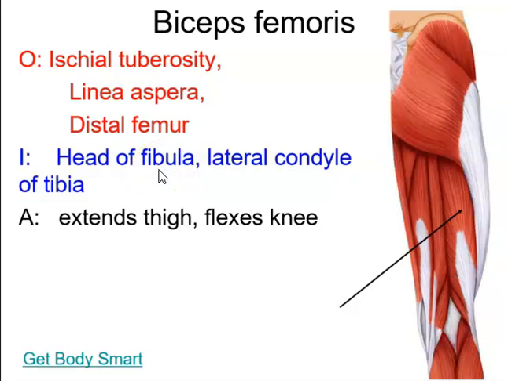The biceps femoris has its insertion into the head of the fibula as well as the lateral condyle of the tibia. The action of the biceps femoris, again, is extension of the thigh as well as to aid in the flexion of the knee. And here is that biceps femoris muscle. This muscle is the one located more laterally.